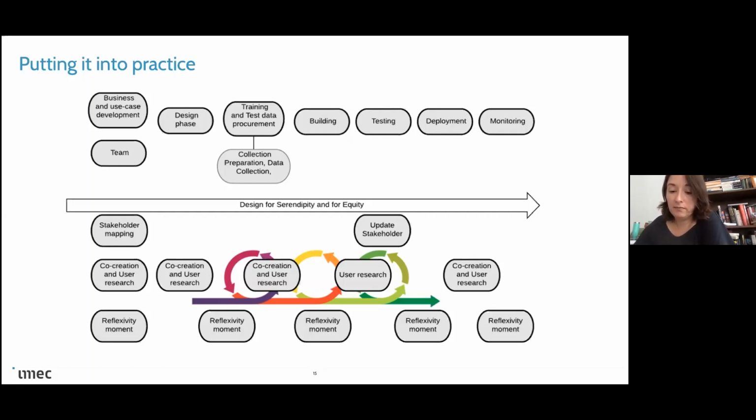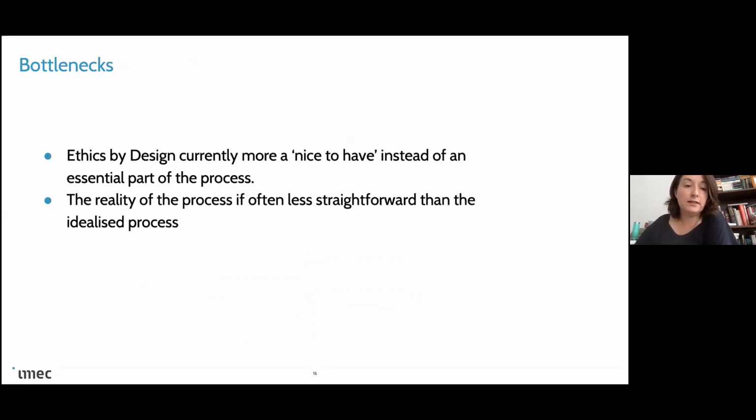And we do recognize that there are bottlenecks in this. So for example, ethics by design is currently more a nice to have than an essential part of the process. So we know that ethics are important and that people do take them into account. But ethics by design, so from the start of the project, is not always the case. And in order to achieve equity and serendipity, we think it should be.